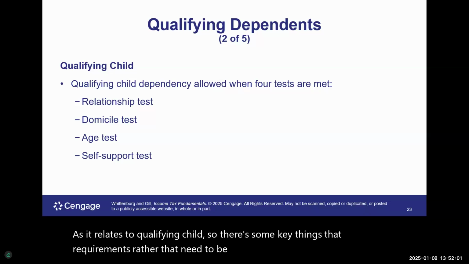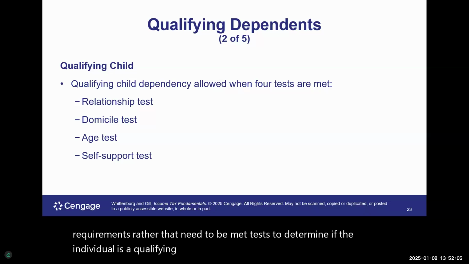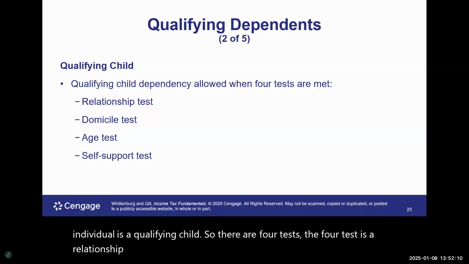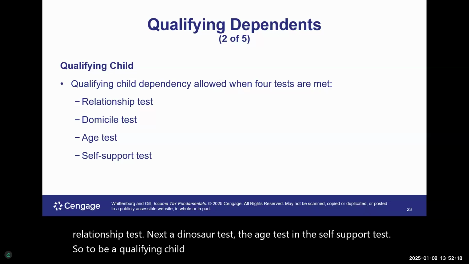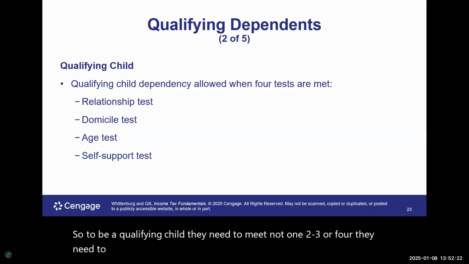met, tests to determine if the individual is a qualifying child. So there are 4 tests. The 4 tests are a relationship test, a domicile test, the age test, and the self-support test. To be a qualifying child, they need to meet not 1, 2, 3, or 4. They need to meet all 4 of these tests.